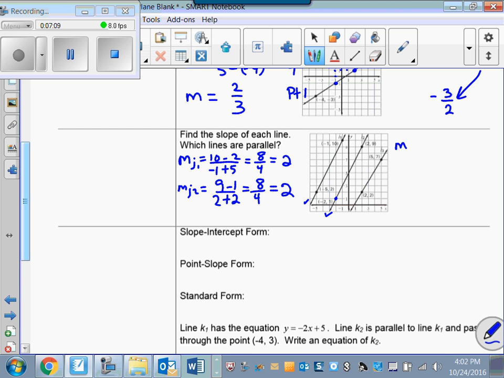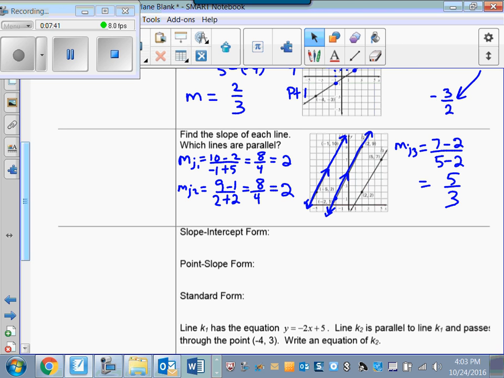Let's come over here and find the slope of J3 and see if it's parallel to the other two. The slope of J3 is going to be 7 minus 2 divided by 5 minus 2. So that slope is 5/3. So that's the one that is not parallel. So I'm just going to mark these. J2 is parallel to J1, and there's my little parallel marking. J3 is not parallel.